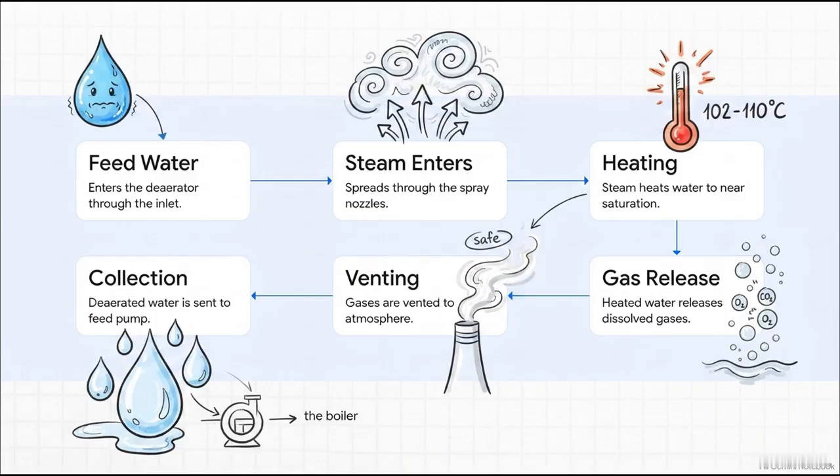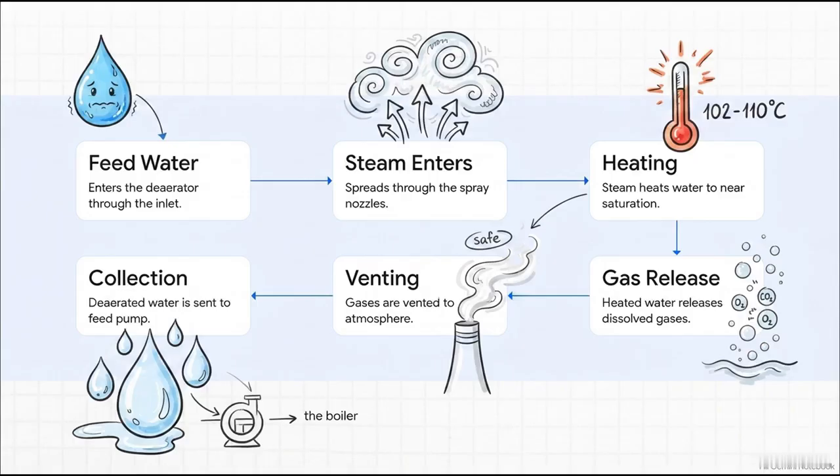That steam hits the cascading water, instantly jacking its heat up to that critical near saturation temperature of 102 to 111 degrees Celsius. Now, Step 4, because of this sudden, massive hit of heat and the low pressure environment, the water simply can't hold on to the O2 and CO2 anymore. The gases literally break out of the liquid, and since they're lighter, they naturally rise to the very top of the tank.